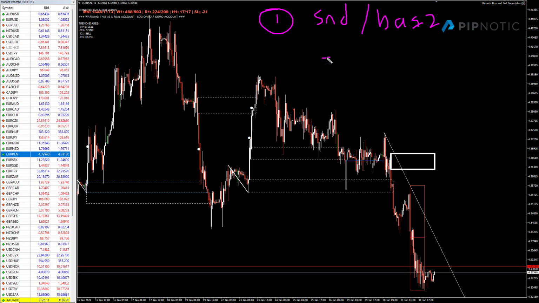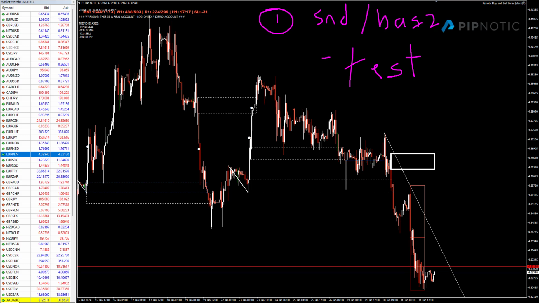is the test. Okay, and what does that mean? Okay, so what that means is when we have a zone that has been established, like let's look at this one here.